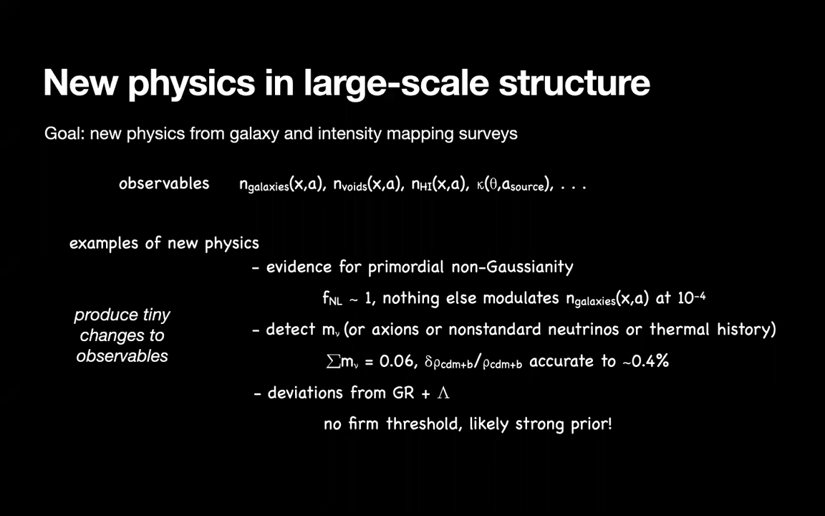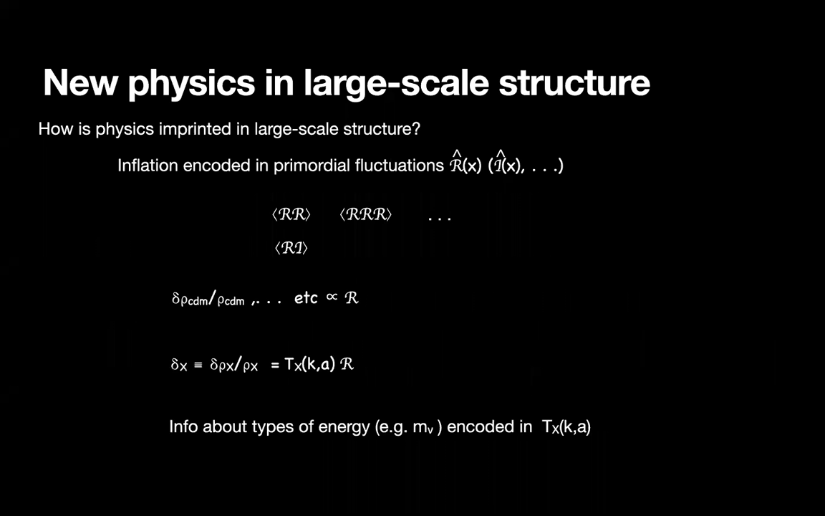So we need really good control over predictions for these observables, or predictions for particular statistics, and predictions for changes to particular statistics in the presence of these sources of new physics, that are very robust at this level.